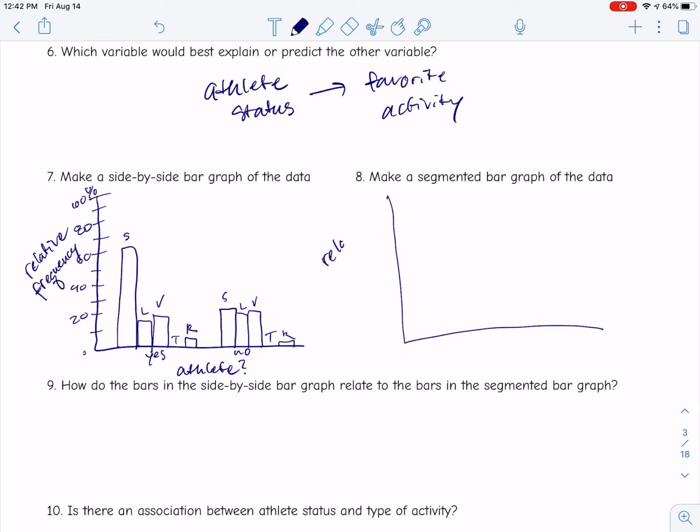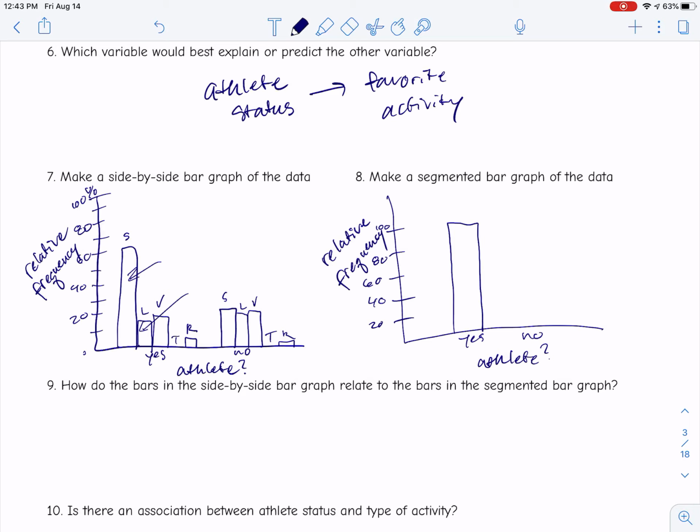Okay, now a segmented bar graph of the data. This is a relatively similar process. Setting this up. Athlete, yes or no. And we'll go 20, 40, 60, 80, 100. Now the difference here with the segmented bar graph is that it has to equal 100%, and we're stacking these bars on top of each other.